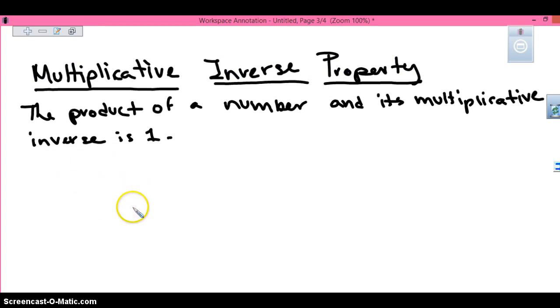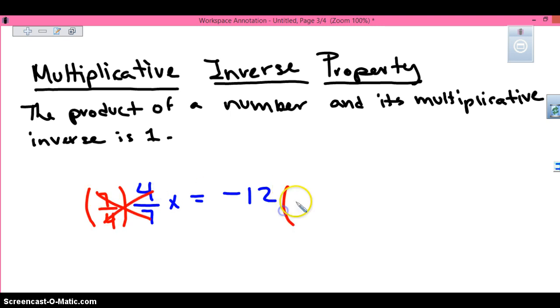If we have to solve 4/7 x equals negative 12, the multiplicative inverse property says that we multiply times the reciprocal of 4/7. What's the reciprocal of 4/7? 7/4. What you do to one side, you do to the other. So x is equal to negative 21.